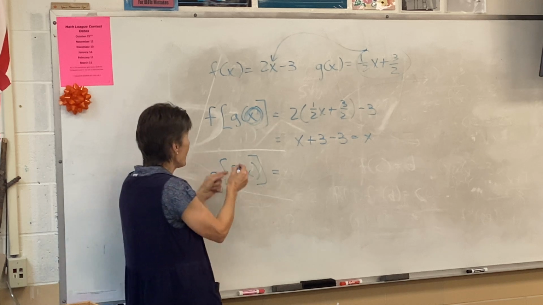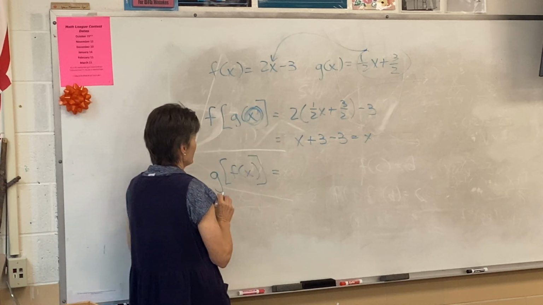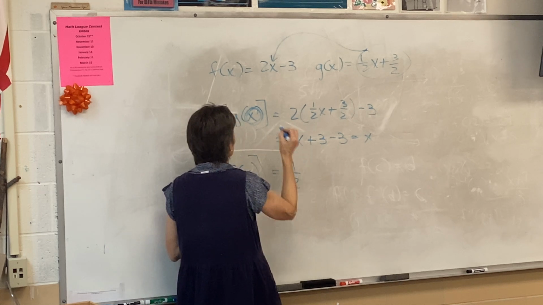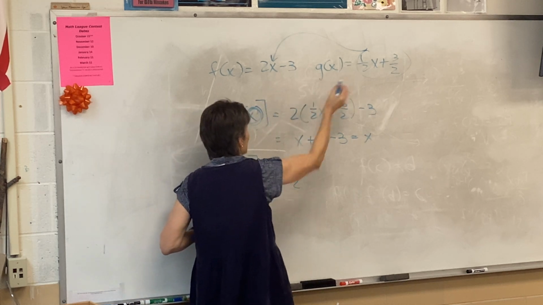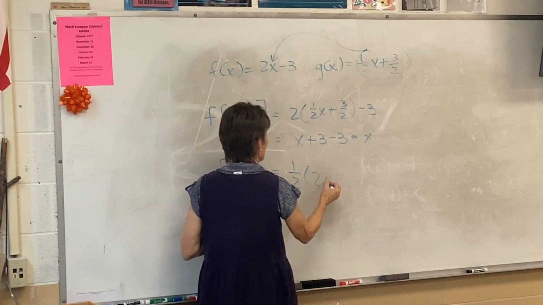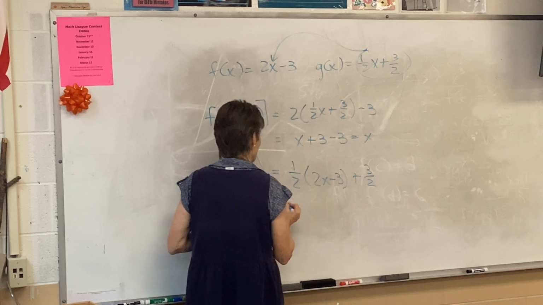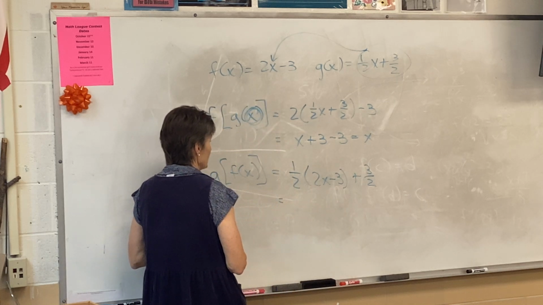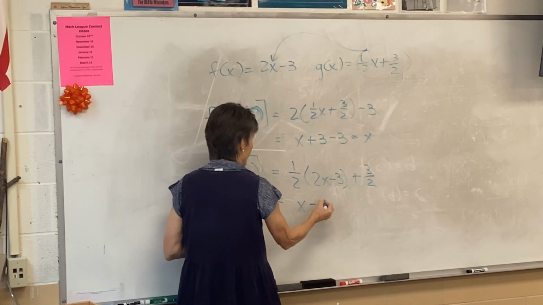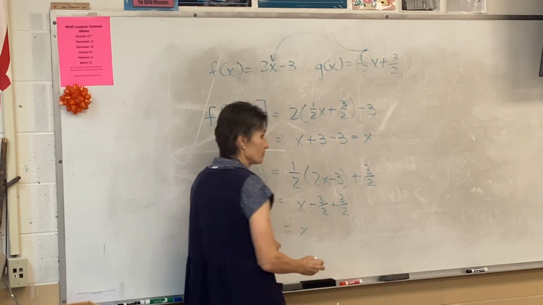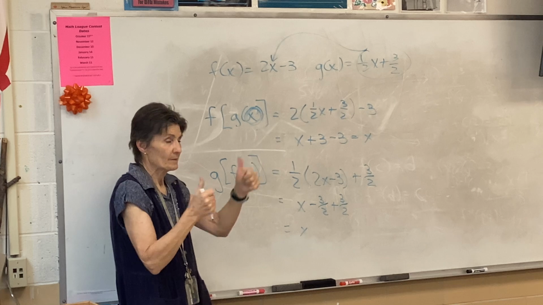So take f and plug it into g. So 1/2, 2x minus 3 plus 3/2. Clean it up. They're inverses. That's the proof.